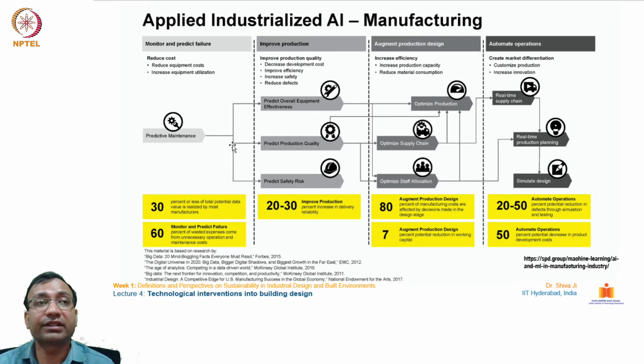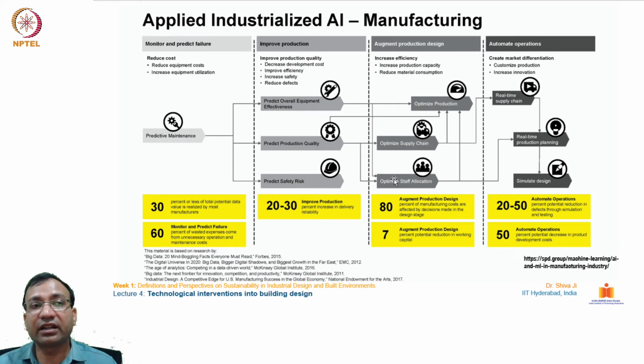So for that, in the second column, for improving other production systems, we can go for improving production quality by decreasing the development cost, improving the efficiency, increasing safety measures, reducing the defects. And on this predictive maintenance part, there are 3 points given over here: predicting overall equipment effectiveness, predicting production quality, predicting safety risks. These two are leading to optimizing production. This second one is leading to optimizing supply chain and optimizing staff allocation.